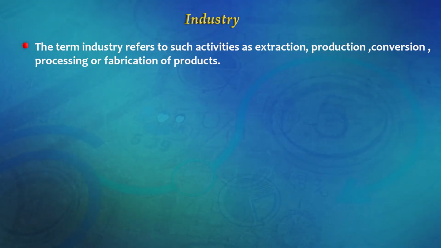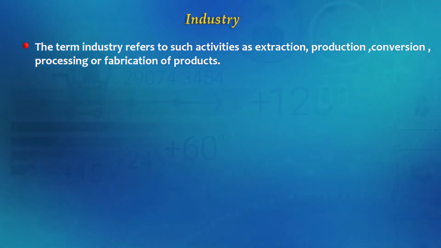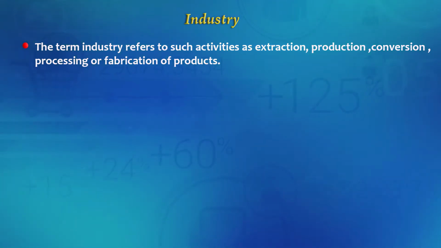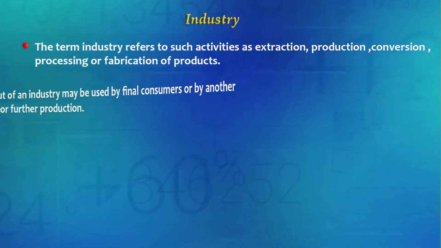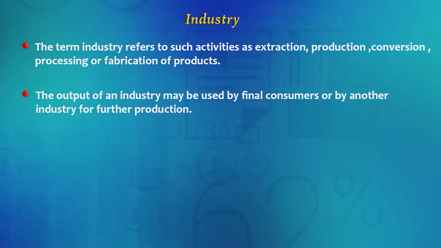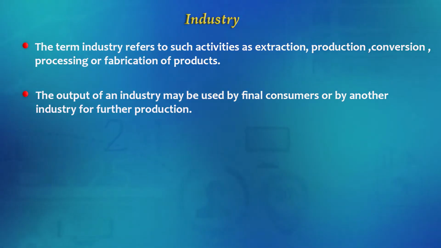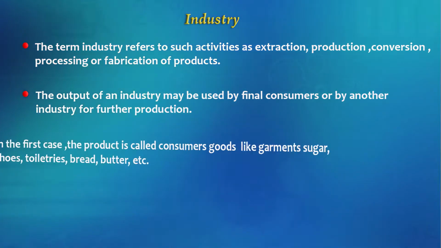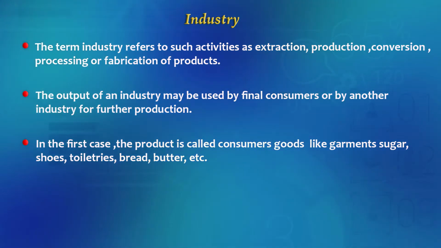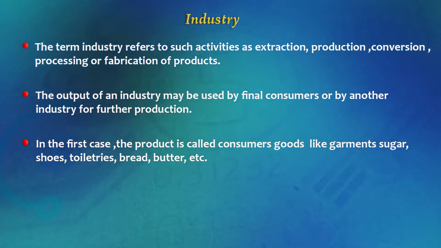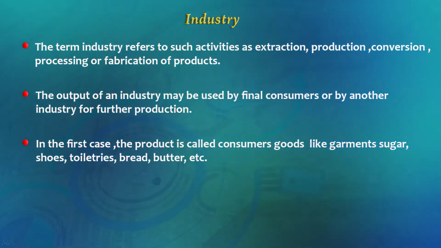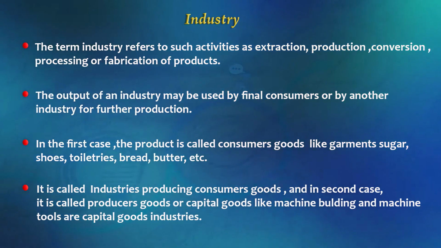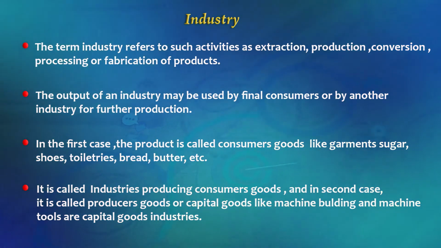Let's start with industry. The term industry refers to such activities as extraction, production, conversion, processing or fabrication of products. The output of an industry may be used by final consumers or by another industry for further production. In the first case, the production is called consumer goods, like garment industry, sugar industry, shoe industry, toiletries, bread and butter industry, etc. These are called industries producing consumer goods.